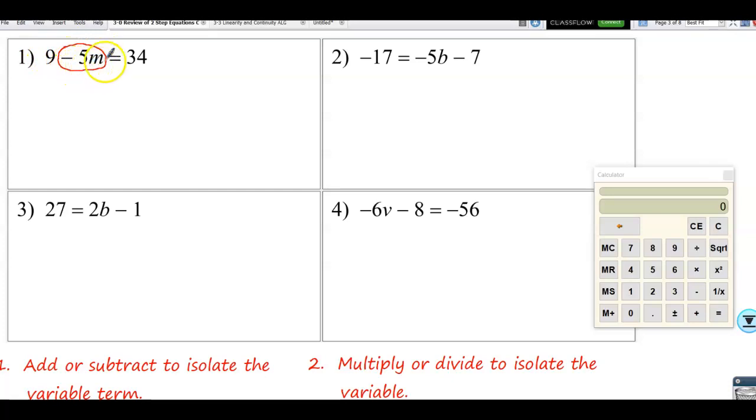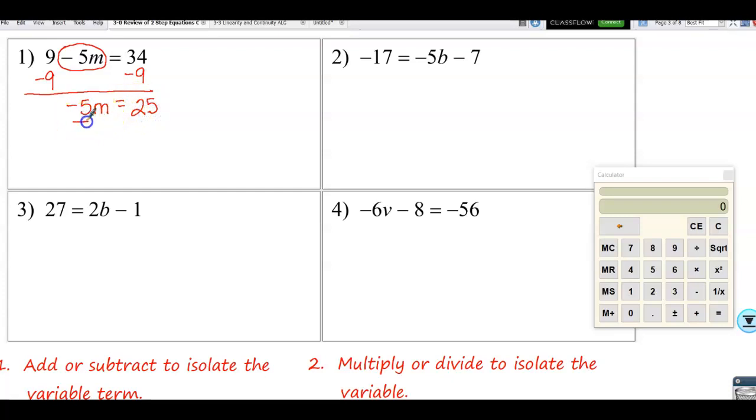In order to isolate the variable term, we always have to add or subtract to remove the other random number. So this is a positive 9, and we will get rid of it by subtracting 9 from both sides. That gives us negative 5m on the left-hand side of the equal sign, and on the right-hand side of the equal sign, we have 25.